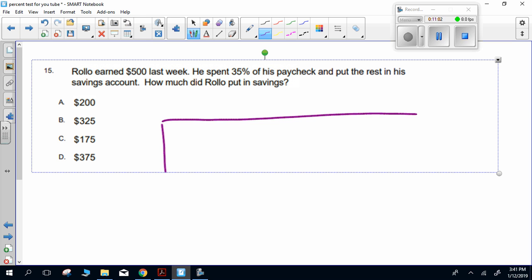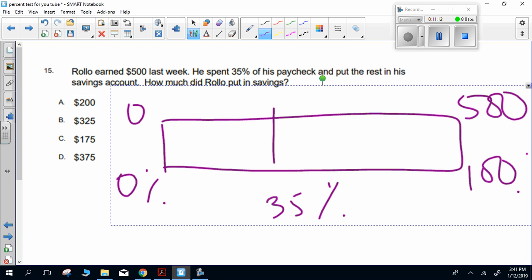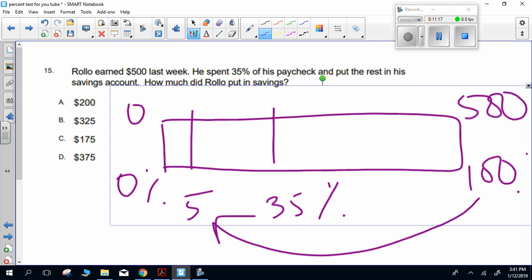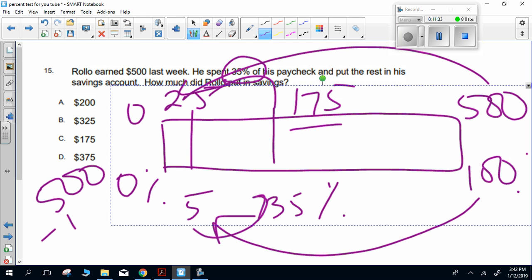Okay, Rilo earned $500 last week, and he put 35% of it in savings. So I'll go down to 5 by dividing by 20. 500 divided by 20 is 25. Times 7, that's 175. So it says he spent 35% of it. He put the rest into savings. So I need to do 500 minus 175, which is 325. So that's what he had left over.